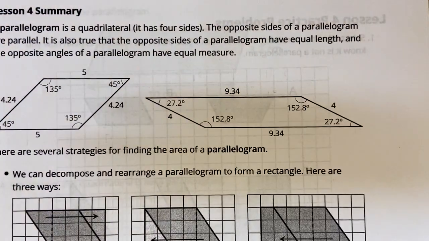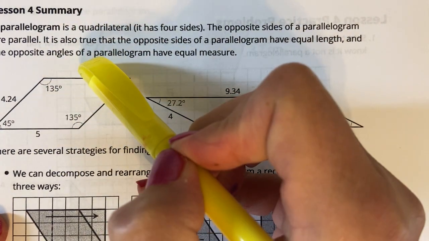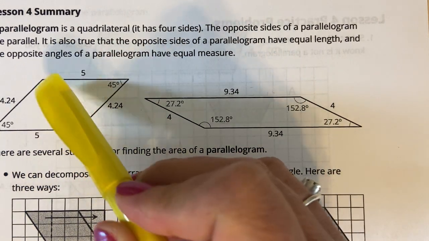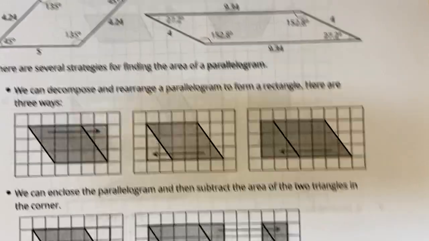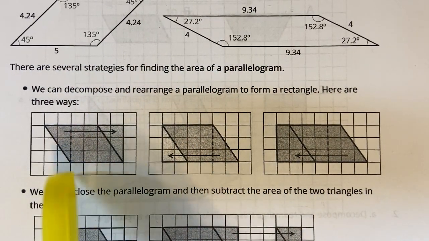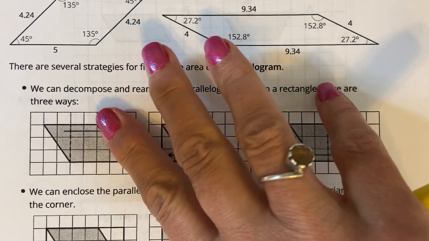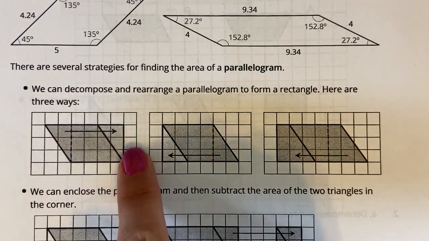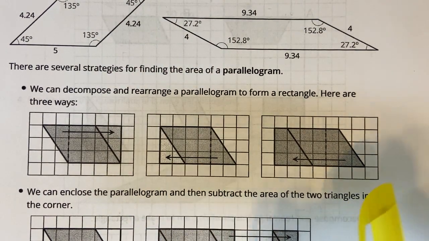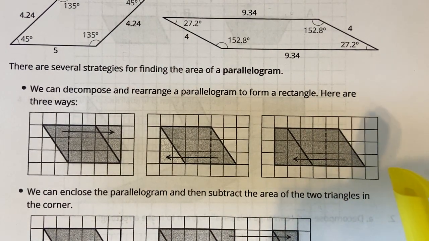It's about parallelograms. So let's just review it really quick. It says a parallelogram is a quadrilateral, which means it has 4 sides. These 2 sides are parallel, these 2 sides are parallel. This angle is equal to that angle, okay? This also tells me there are several strategies for finding the area. You can decompose and move it. So here was your original. They took this triangle off, scooched it over there to make a rectangle, okay? So it's just showing me a couple different ways I could do that.